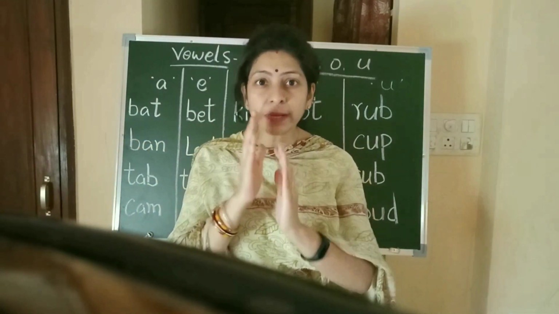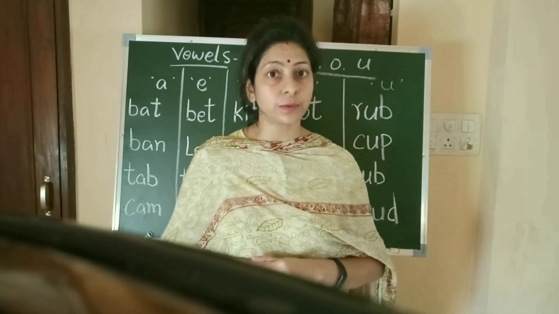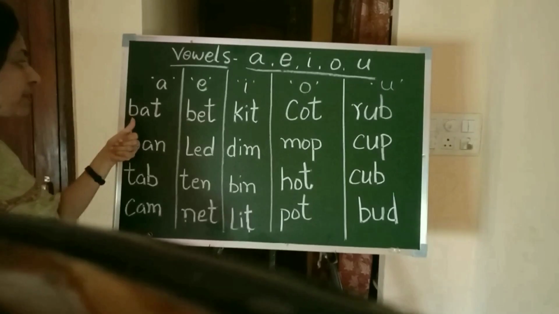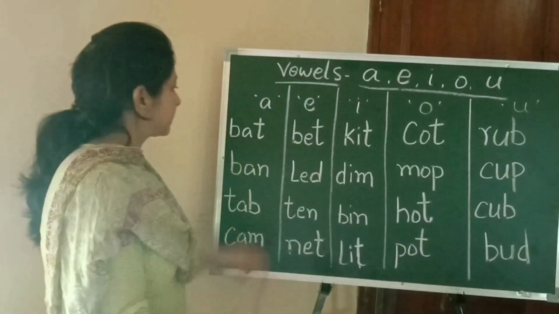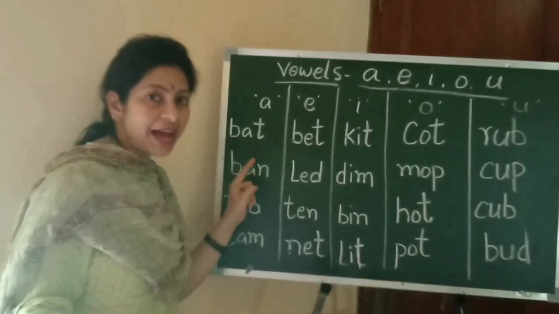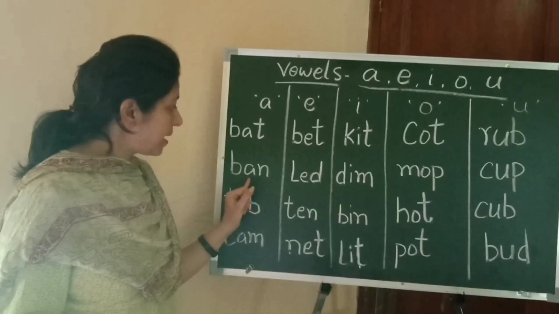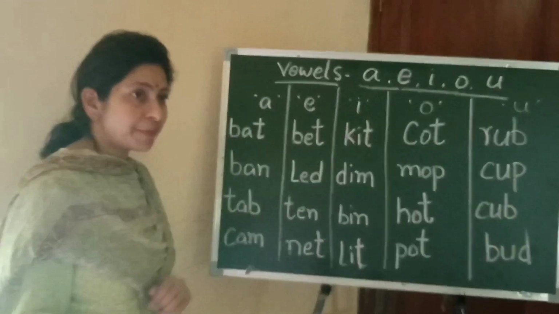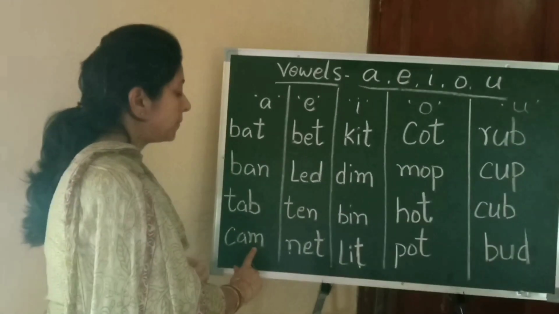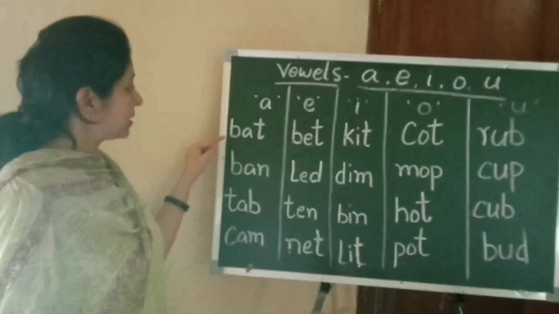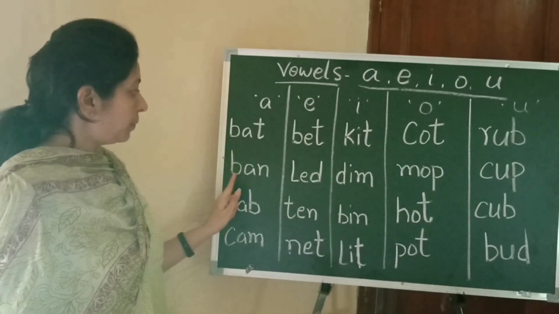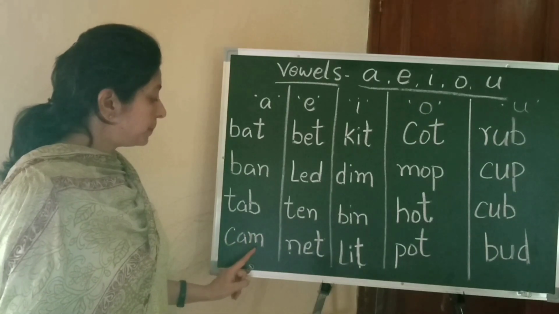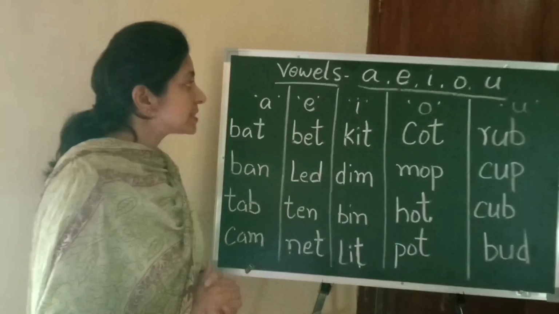And you know why we are producing these sounds? Because we have to mix these sounds with other letters also who are waiting for us here on the board. Let's start. So our first word is bat. B, a, n, ban. T, a, b, tab. K, a, m, cam. Let's repeat. Bat. B, ban. T, tab. K, cam.